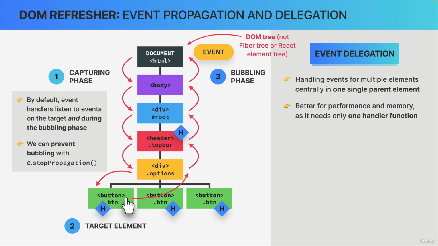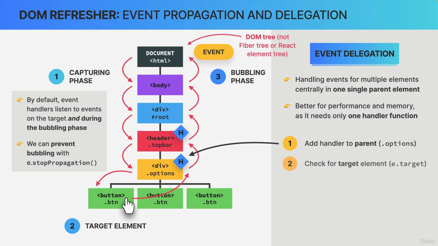So instead, by using event delegation, we can simply add just one handler function to the first parent element of these buttons. Then, when a click happens on one of the buttons, the event will bubble up to the options div in this example, where we can then use the event's target property in order to check whether the event originated from one of the buttons or not. And if it did, we can then handle the event in this central event handler function.